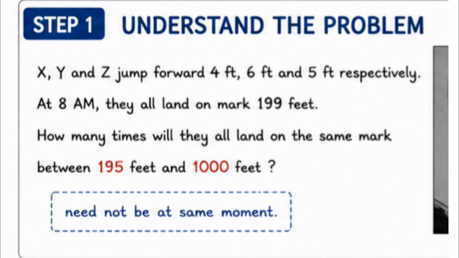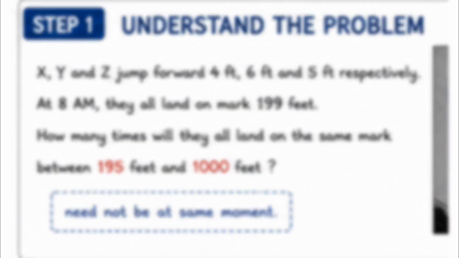The question asks, how many times will they all land on the same mark? Notice the phrase need not be at the same moment. Don't let this distract you. This isn't a time tracking problem. It just means jumper X might land on a spot at 8:05 am and jumper Y hits it at 8:12 am. The clock doesn't matter. The geography of the mark does. We just need to find the physical marks on the ground that are perfectly accessible to all three jumpers.